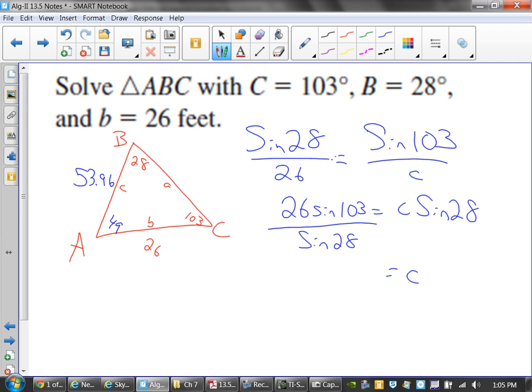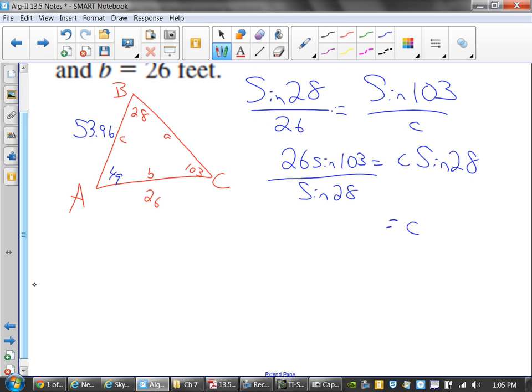And now I do the same thing to find the missing side A. Again, reuse that sine of 28 over 26. Okay. Cross multiply out.